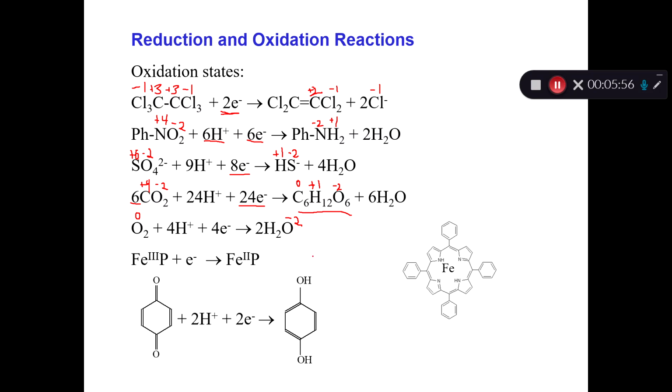And there's 2 of them, right? 2 of them. So that's -4, which means it took us 4 electrons to get there. This thing, the P, stands for porphyrin, which is this structure right here. This is the kind of thing that you find in living things, bacteria and plants and stuff.